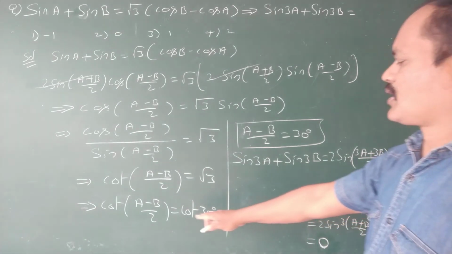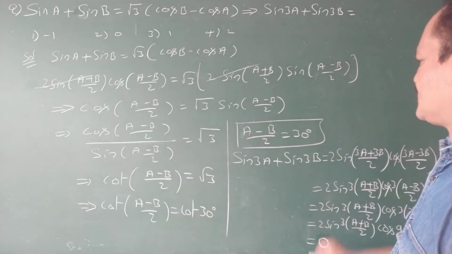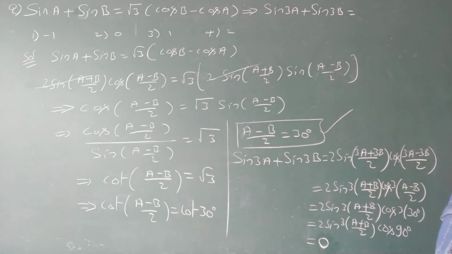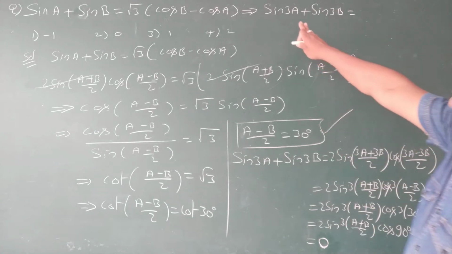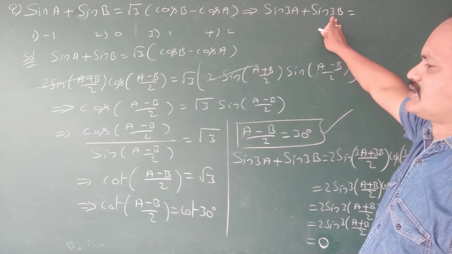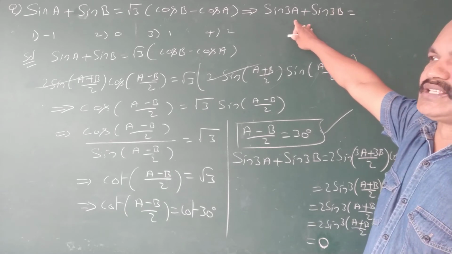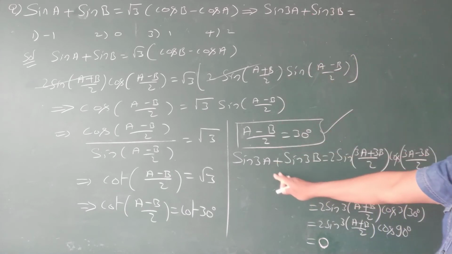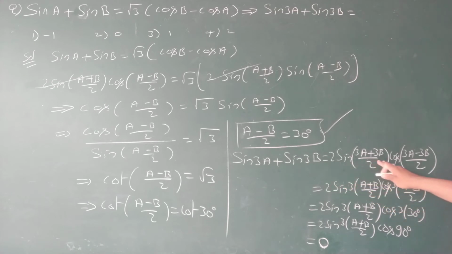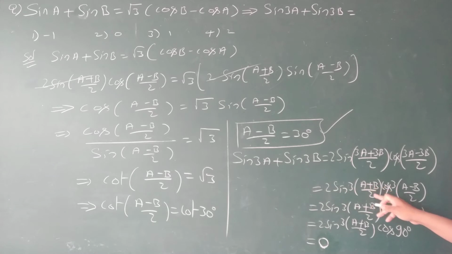That's why cot (A minus B)/2 is equal to cot 30, so (A minus B)/2 is equal to 30 degrees. Now we have to find sin 3A plus sin 3B. This is considered as sin C plus sin D. According to the sin C plus sin D form, it is 2 sin (C plus D)/2 cos (C minus D)/2. That's why 2 sin 3 times (A plus B)/2 cos 3 times (A minus B)/2, taking 3 common.